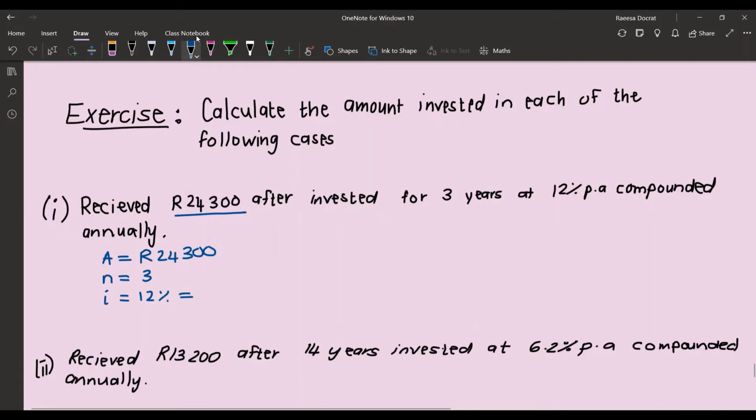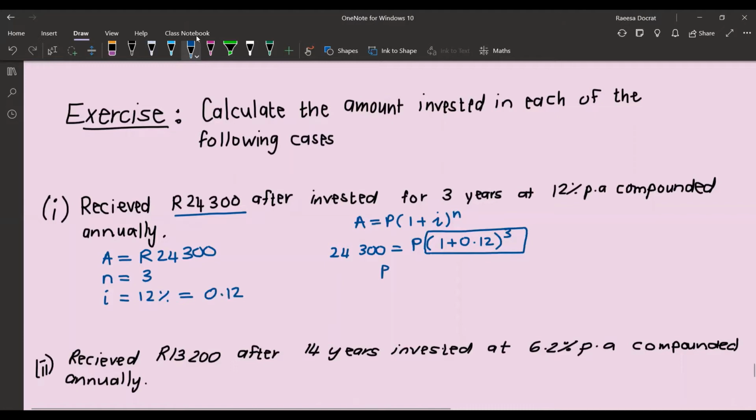Once again, just make sure that you are converting this either to a decimal or a fraction and not just putting 12 in the formula, so that's 0.12. So we have A is equal to P(1 + i)^n, since it is compounded. So we have 24,300 is equal to P, that's what we would like to solve for, times (1 + 0.12)^3. Now, to make P the subject of this, we can just divide both sides by this factor over here.